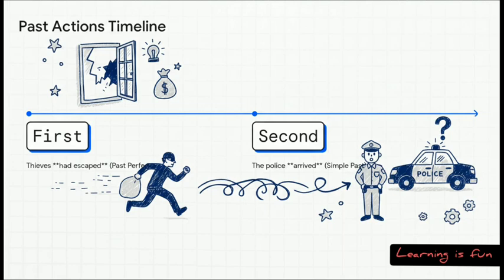This timeline makes it so clear. The very first thing that happened, the thieves getting away, needs to be in the past perfect tense. That's the one with had. So, had escaped. The thing that happened after that, the police showing up, is in the simple past tense. Arrived. So the full sentence is, by the time the police arrived, the thieves had escaped.